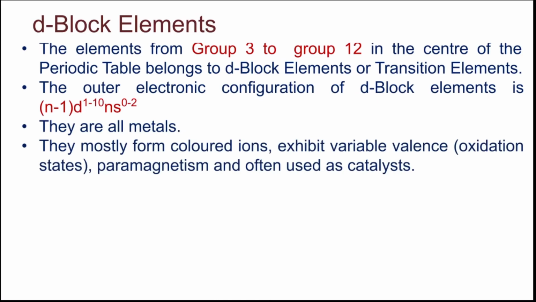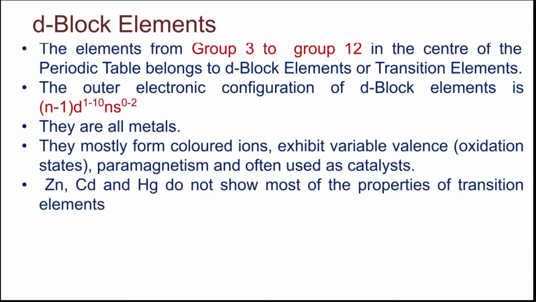They mostly form colored ions and they exhibit variable valencies. It does not have a single valency. The valencies are different, or we can say they show different oxidation states, that we will study in our coming classes. Then they show paramagnetism, meaning they show magnetic properties, and are often used as catalysts.